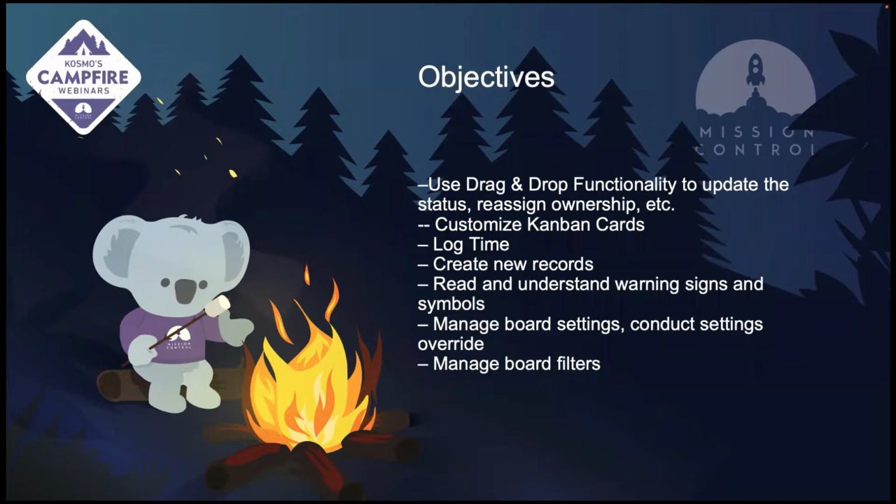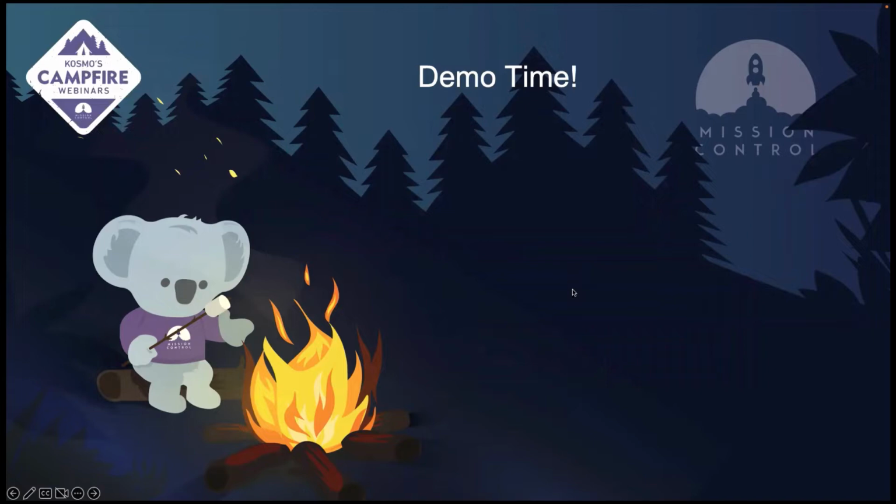But these tools will allow you to progress those projects as efficiently as possible. Our objectives today are to use the drag and drop functionality to update the status or reassign ownership, and get an idea of what you can do with drag and drop, how to customize your Kanban cards, log time and create new records, and then reading and understanding the warning signs and symbols that are available on the whiteboard and checklist board, managing your settings, how to conduct a settings override, and managing your board filters. So let's go ahead and get into the demo.